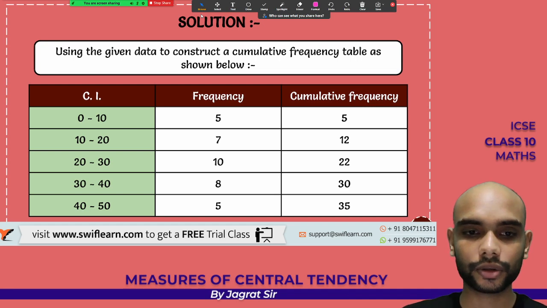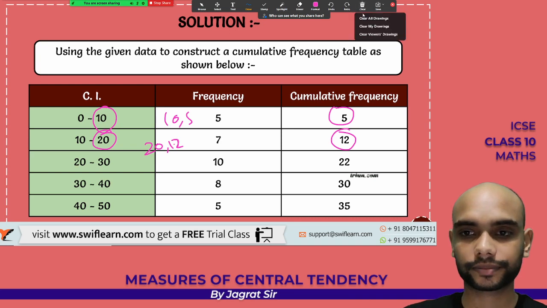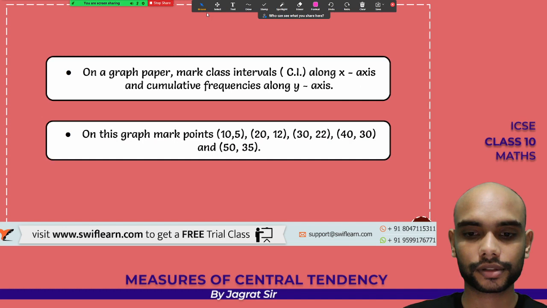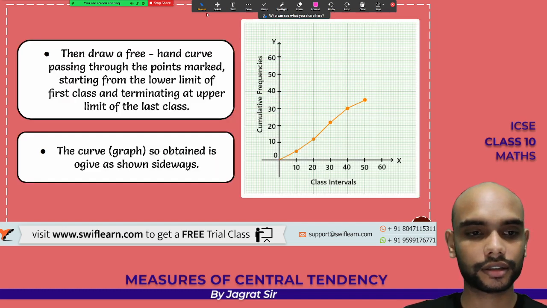Okay, so see this. Now find the cumulative. So what will be the coordinates? Please tell the coordinates for the first point. 10, 5, 10 comma 5. This is the coordinates of the first point. 20, 12, coordinates of the second point, 20 comma 12, and so on. Same thing he has written. So now 10 comma 5, now 20 comma 12. So that's how this graph is forming.